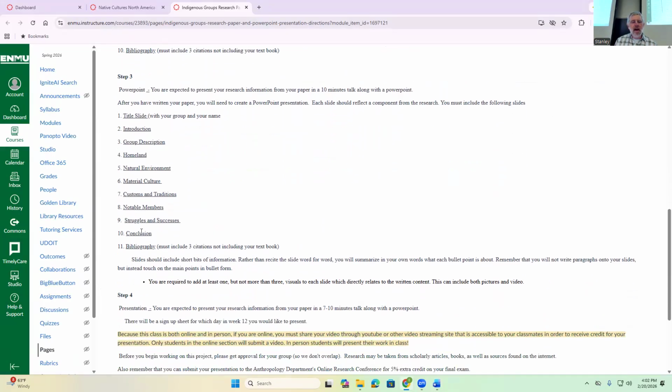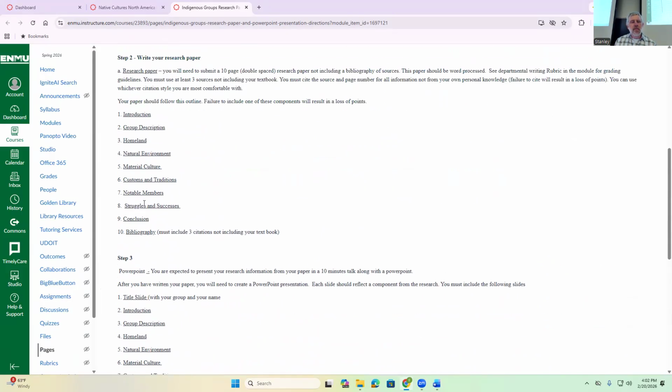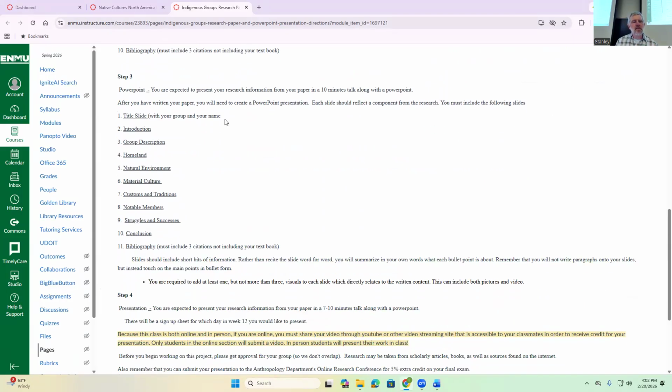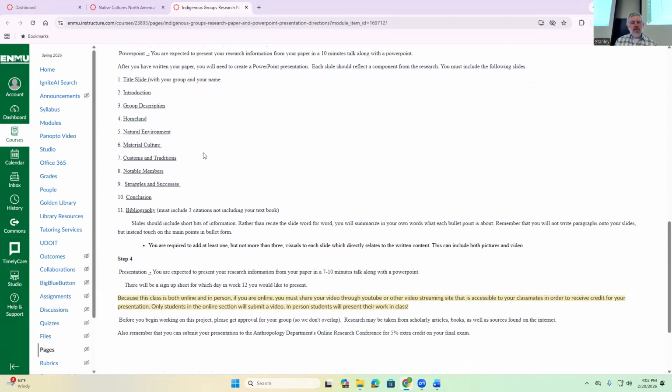Your PowerPoint's going to have those same slides that match the organization of your paper. The only major difference is it's going to have at least 11 slides instead of 10 because you're going to have a title slide with your group as well as your name on it. Your slides should include short bits of information rather than reciting them word for word. You're going to put bullet points and then summarize it in your discussion that you're going to be doing the following week.